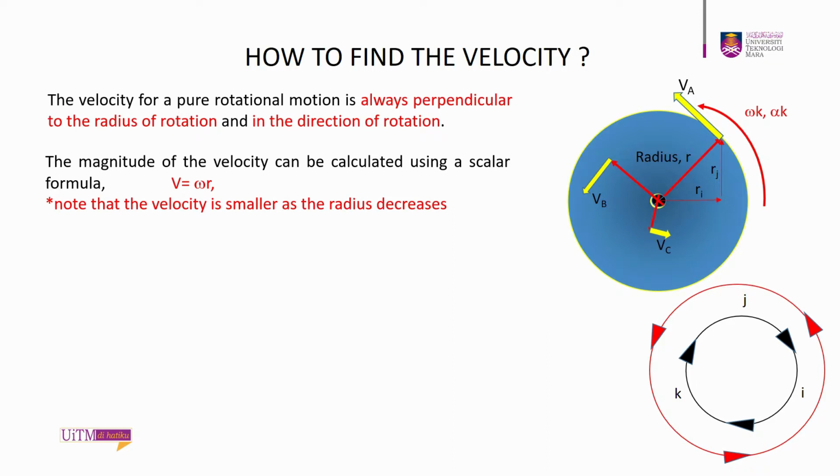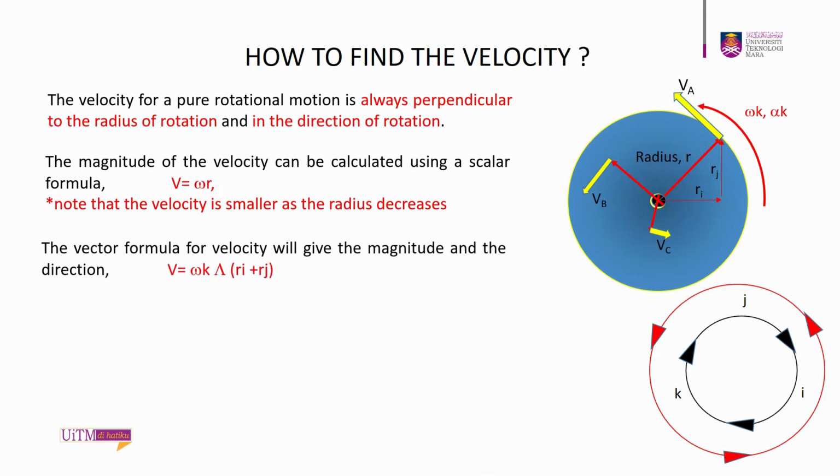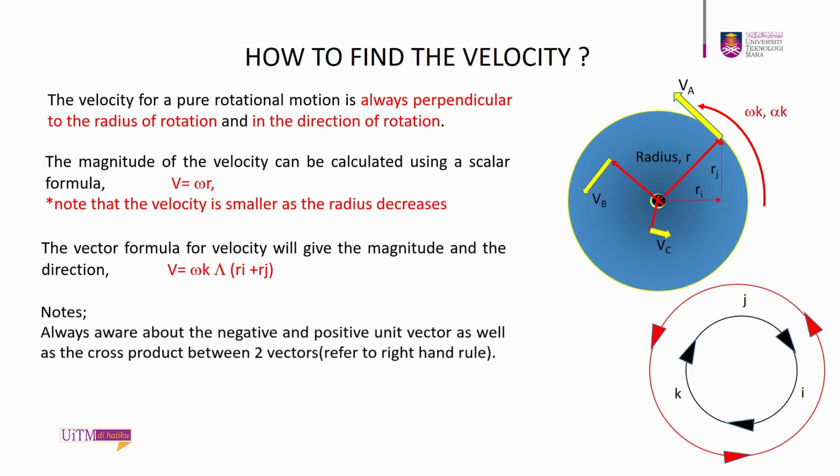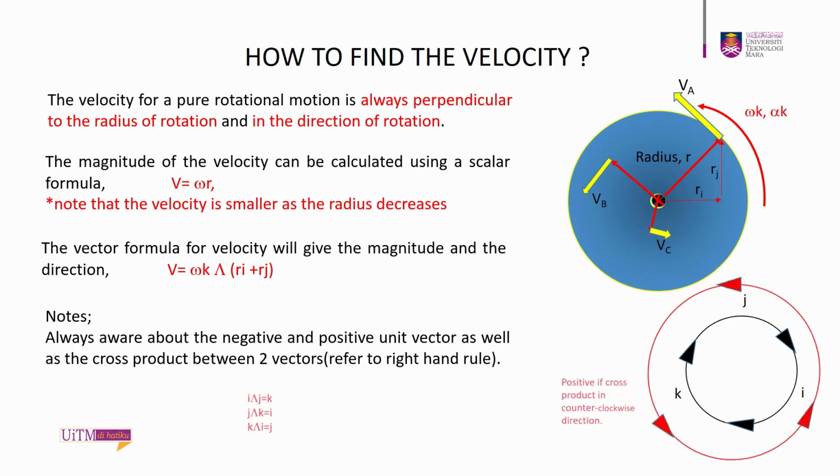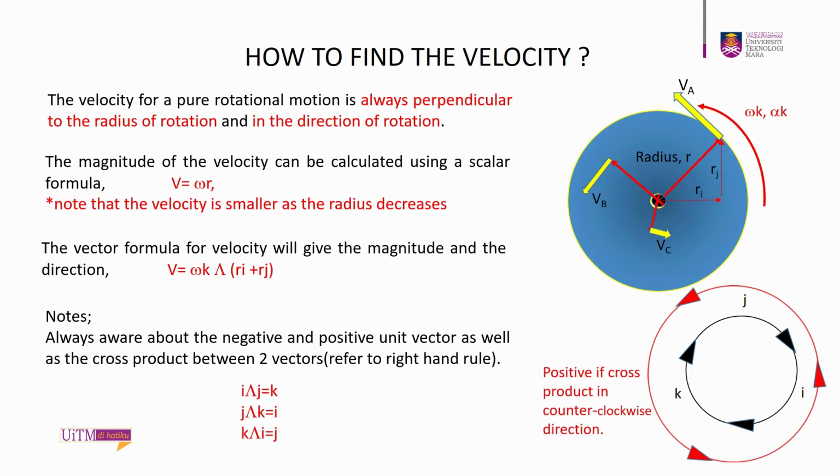We can also find the velocity by using a vector equation given by omega k cross the radius in i and j unit vectors. To use a vector equation, you must understand the rule of vector cross product. You need to remember the right hand rule.